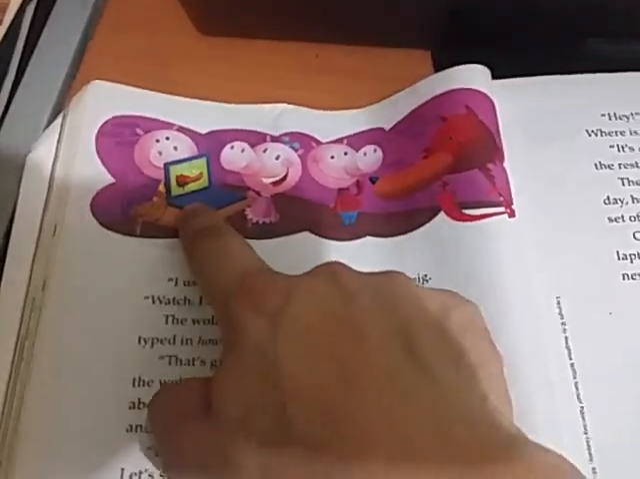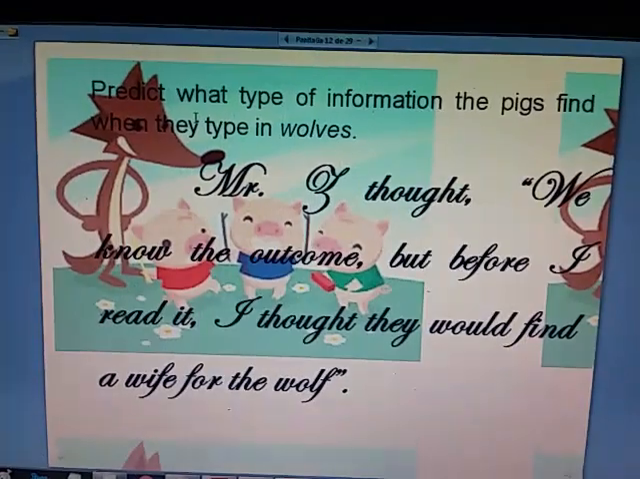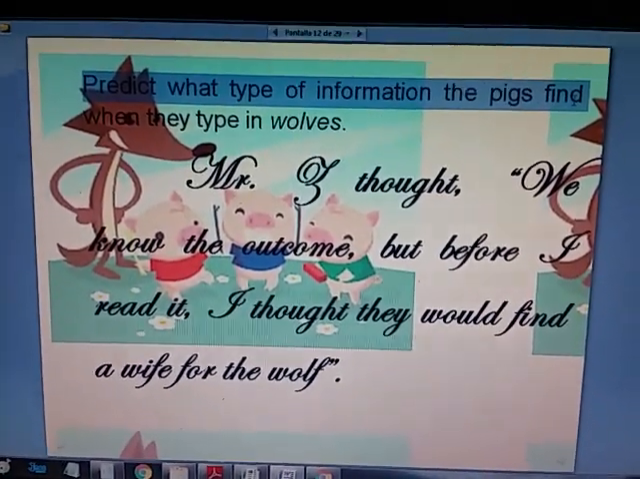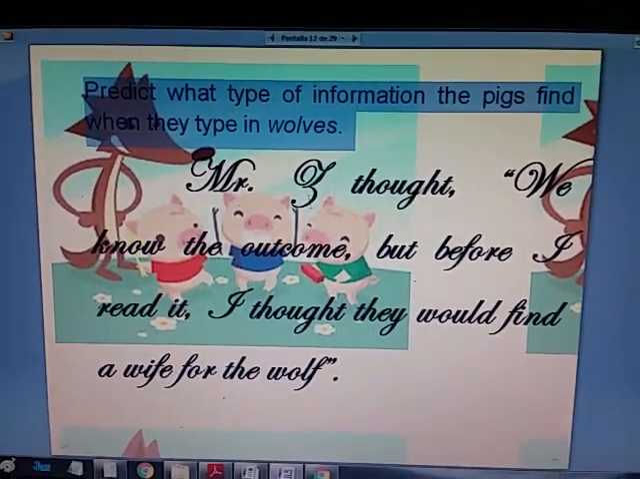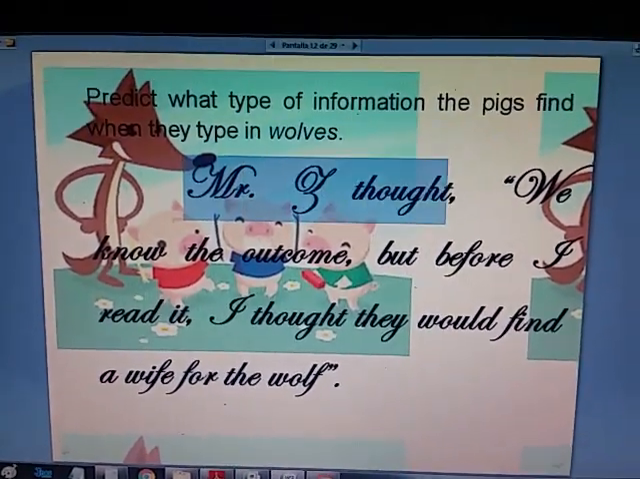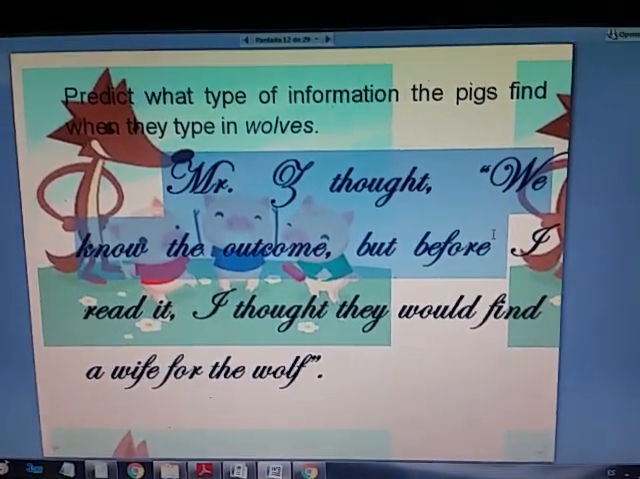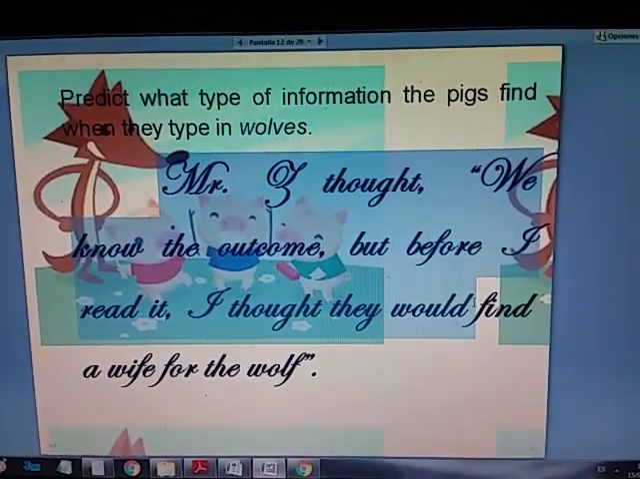On this page, we see they help the wolf by typing "wolf" on the computer. And let's read the question that says, predict what type of information the pigs find when they type in wolves. Mr. Z thought, we know the outcome, but before I read it, I thought they would find a wife for the wolf.